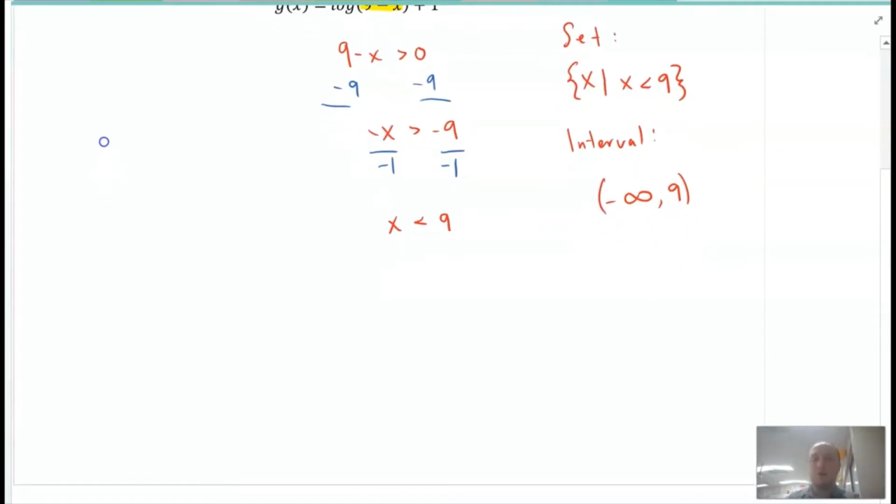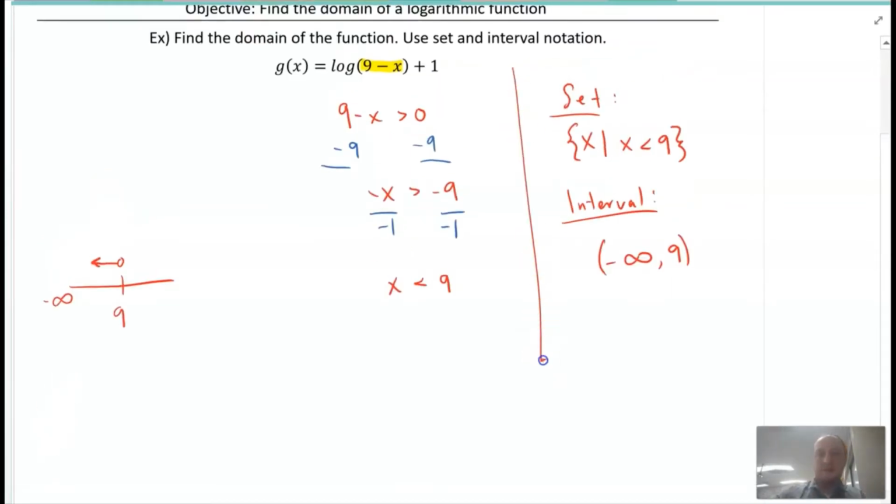If you struggle with interval notation, what I recommend doing is drawing a number line, and I can place 9 on it, and I want x less than 9. So that's all the values this way. This will tell you we're going from negative infinity to 9. Another way of thinking about it is the inequality points as an arrow, so the arrow is going this way, so our domain's that way.